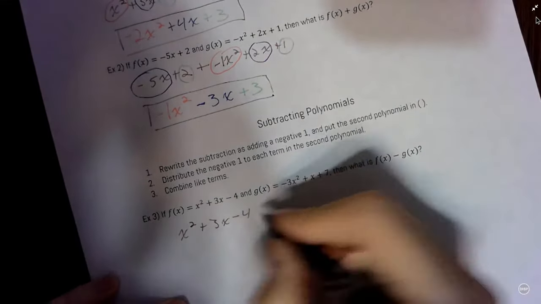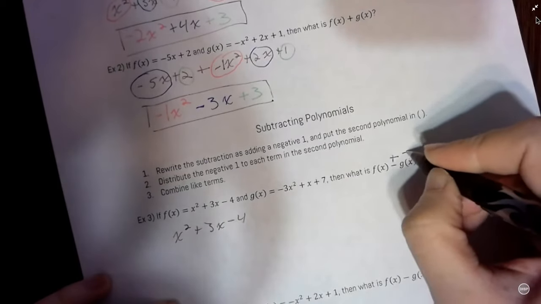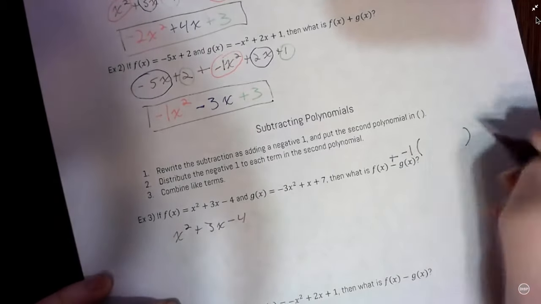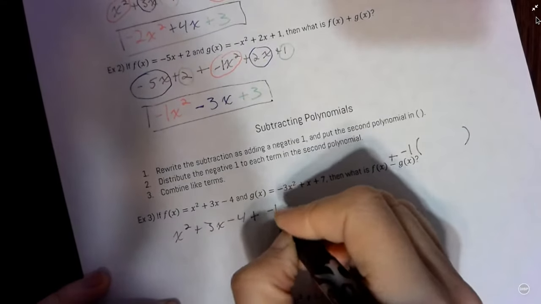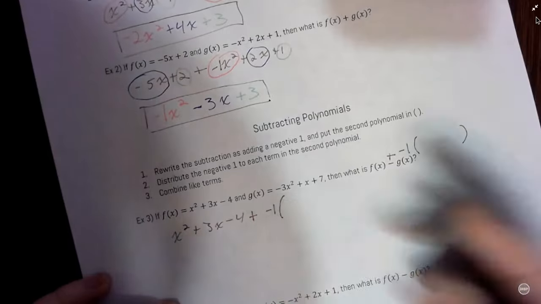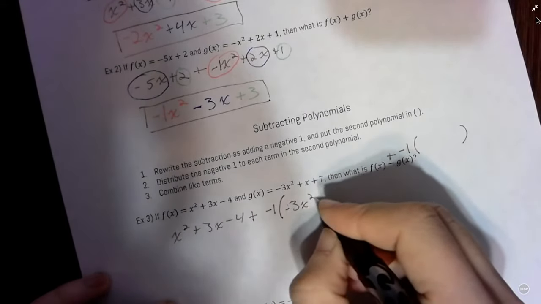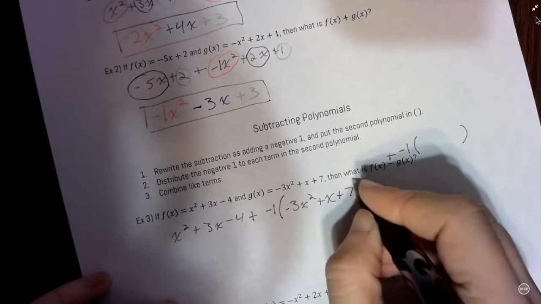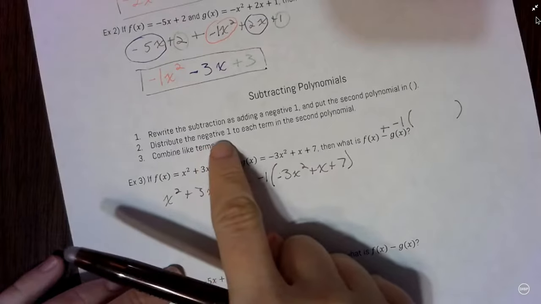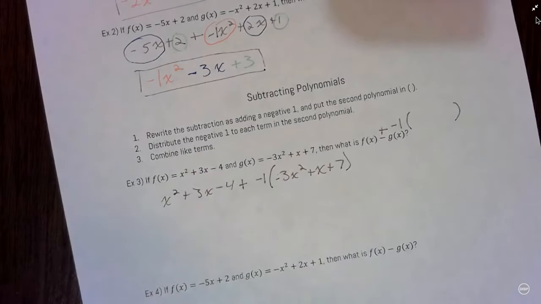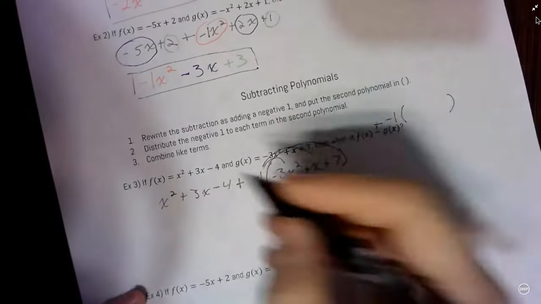So normally we'd be doing minus, but we're going to turn this into plus negative 1. And then we're going to put g of x in the parentheses. So plus negative 1, then put g of x in parentheses. So here's g of x. I'm going to write it in parentheses, like that. And then I want to distribute the negative 1 to each term in the second polynomial. So I'm just going to distribute the negative 1 here, here, and here.